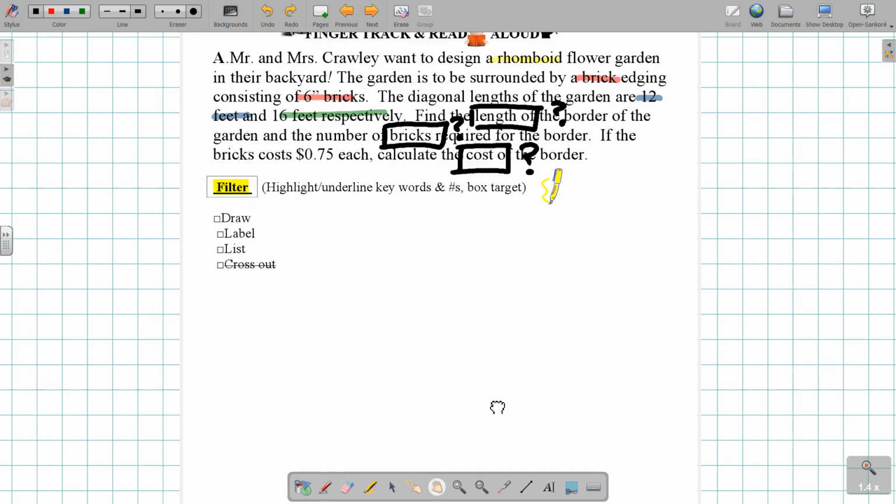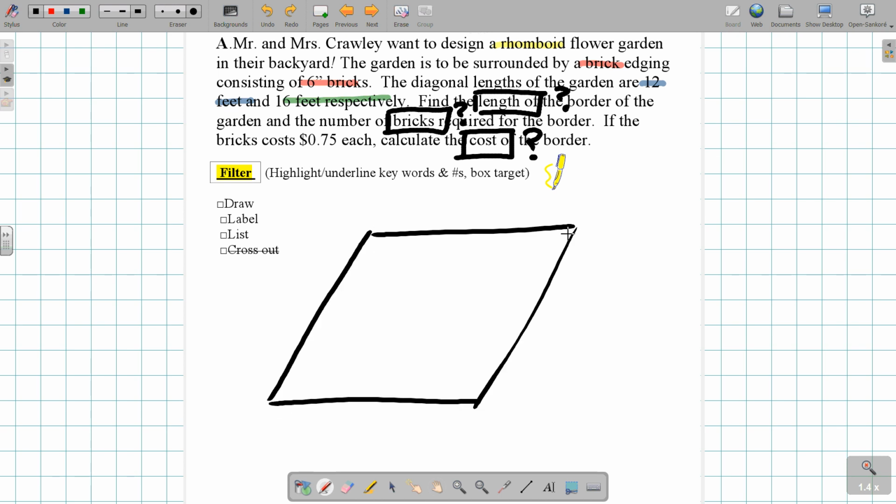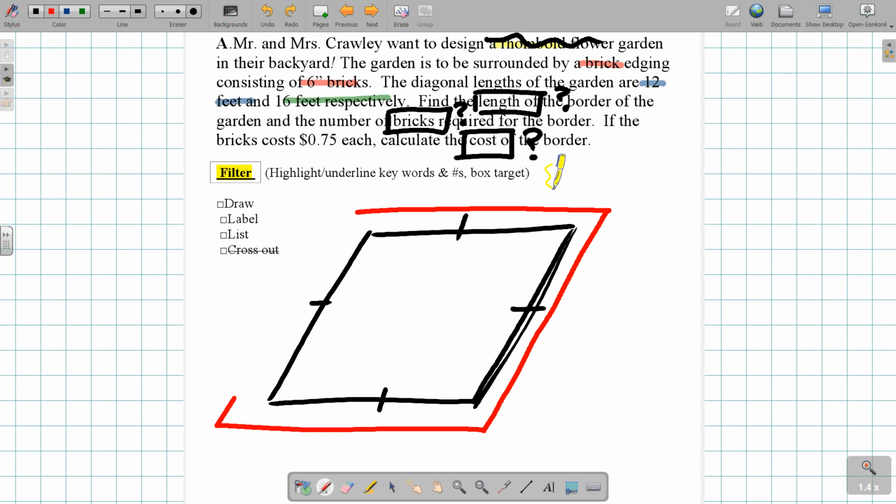So the most important is a rhombus, which means you should have drawn all 4 sides. It's a parallelogram with 4 equal sides. So I got that word rhombus. Our ultimate goal is to find the brick border, which is essentially the perimeter. Question mark. That's our brick border.